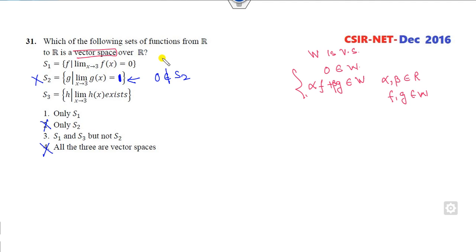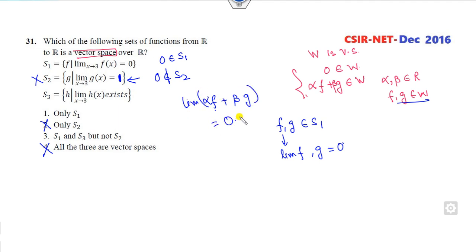Look at that. The first pair satisfies S1, and you can see if f and g are in S1, what is the meaning of that? The limits of f and g are both 0. So if you apply the limit on this sum, it will also go to 0. So S1 is a subspace. Now we have to check S3. S3 means the limit of h(x) exists.